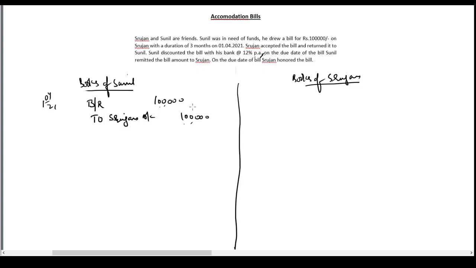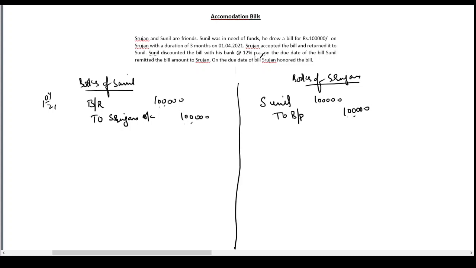Now Srujan is giving a bill to Sunil. He is accepting the bill drawn by Sunil. So when he gives the bill to Sunil, he will pass the entry Sunil account debtor to bills payable. So he has accepted a liability and he is recording it as bills payable. Now what happens next? Srujan accepted the bill and returned it to Sunil.